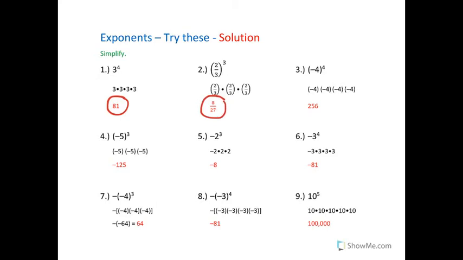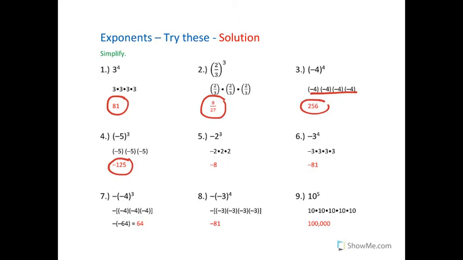-4 to the 4th, 4 is even. So I'm going to have 4 factors of -4, and that's going to be a positive 256. Here I have 3 factors of -5. 3 is odd, so my answer is going to be a negative, and that's going to be -125.